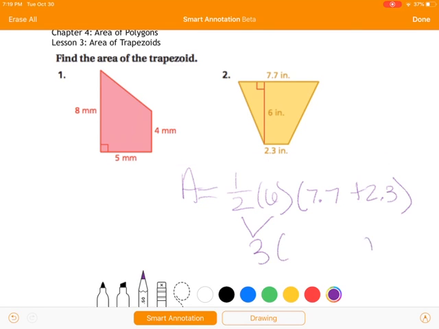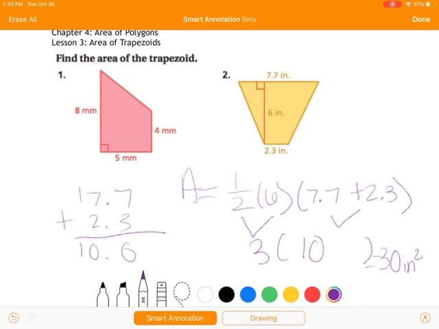And then I'm going to find this sum of our two bases. So again, when we're adding, we want to line up those decimal points. So 7.7 plus 2.3. So 7 plus 3 is 10. I'm going to carry that 1. And then 7 plus 2 plus 1, again, is going to be 10. Bring down the decimal point, I'm left with 10. So I am left with 3 times 10, which we know is 30. I'm going to keep those units, inches squared.